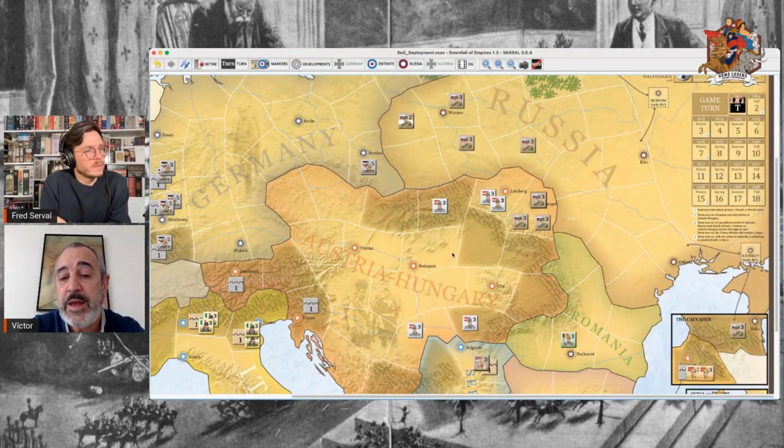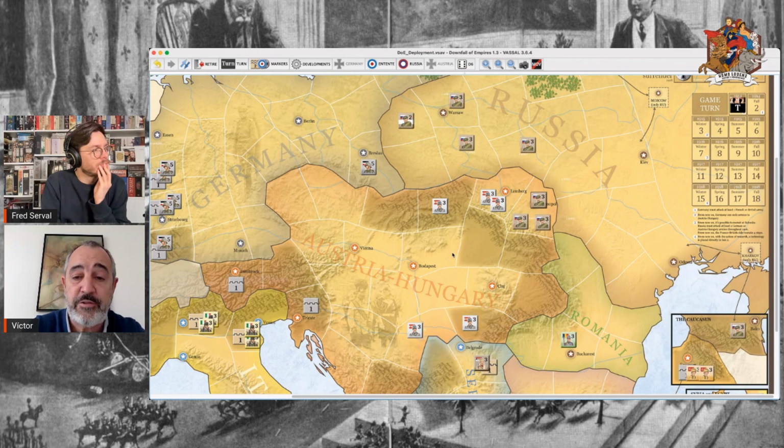Okay. Austria is going to recruit also, but the Austrians are the only ones that recruit only 2 steps and not 3 like the other factions. Then I'm going to make a recruitment, and only 2 steps, I'm going to recruit in Lemberg.